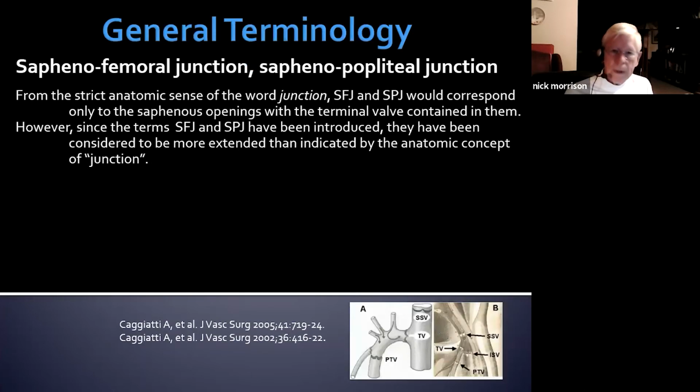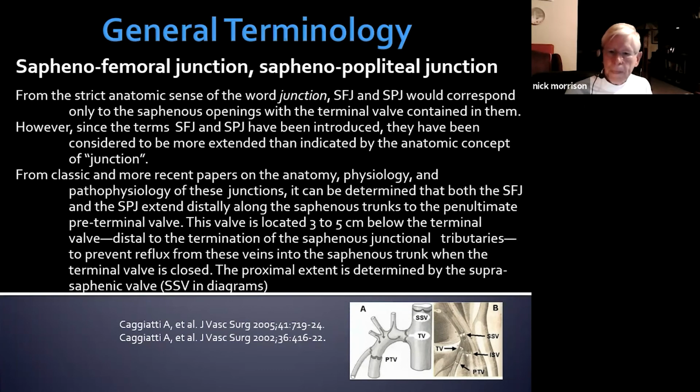Now, a bit about the saphenofemoral junction and the sapheno-popliteal junction. From a strict anatomic sense, the junction would be exactly where the saphenous vein enters the deep system. However, that's been expanded to a certain extent to include everything. And you can see in this image down below, it includes from the preterminal valve in the saphenous vein all the way up to the suprasaphenous vein valve in the deep system. That's just a description of what I said.